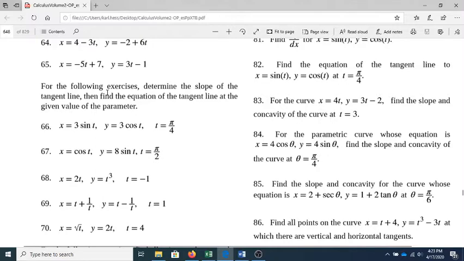For the following exercises, determine the slope of the tangent line. Alright, so that's dy/dx. Okay, then find the equation of the tangent line at the given value of the parameter. Alright, so let me jot this down. X is the square root of t, y is 2t, and t is 4. Okay, so t is 4. Alright, got it.